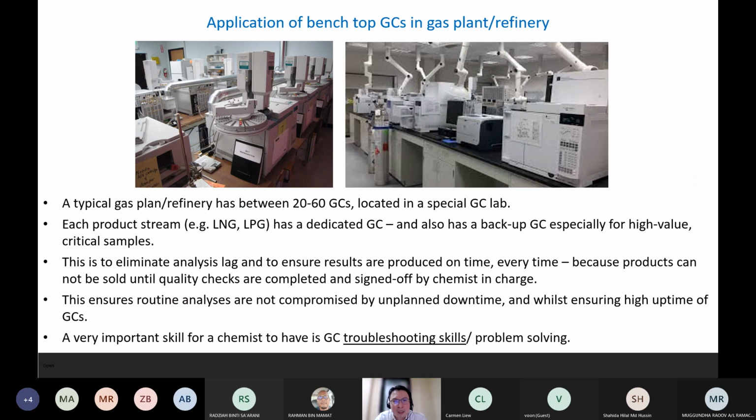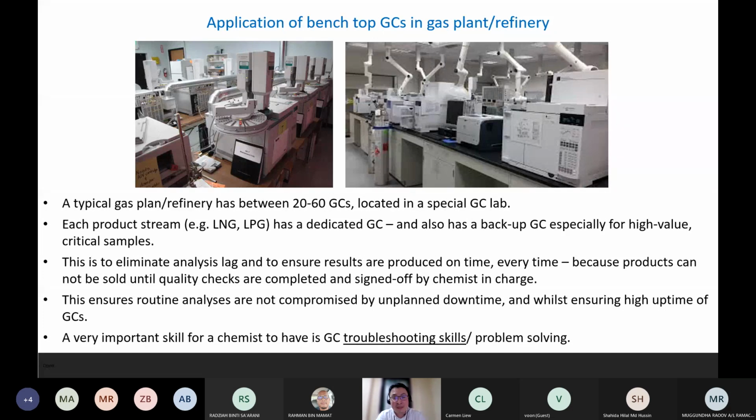Okay, so this slide, if I were to distill it down to the main points, I would actually say that the GCs that we have in a gas plant or in the refinery, they're not just one or two GCs that we use. We have rooms full of GCs, dedicated special rooms full of GCs. And depending on how large the refinery is or how large the gas plant is, you might be looking at between 20 to 60 GCs in a room. So that's a lot of GCs in a particular room.